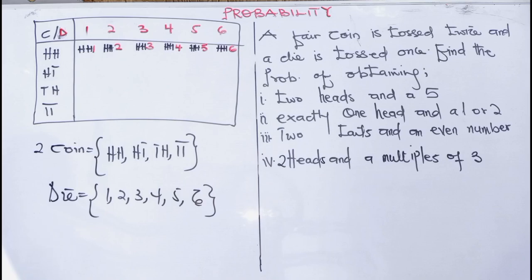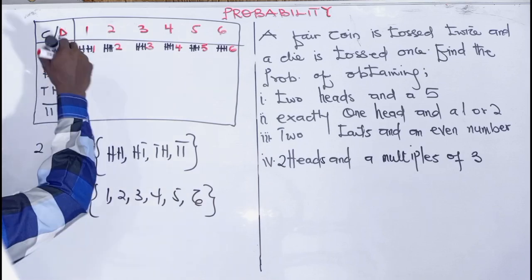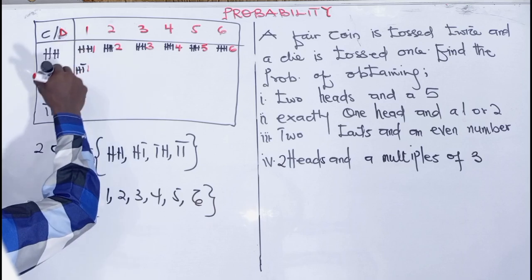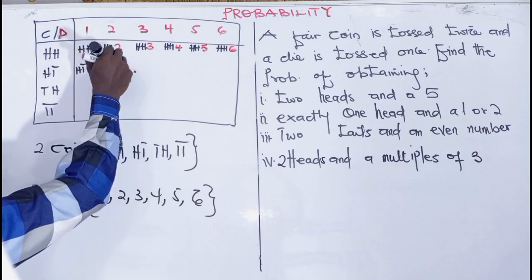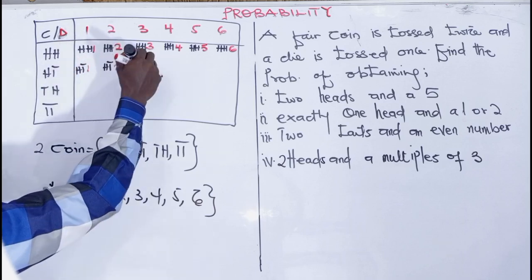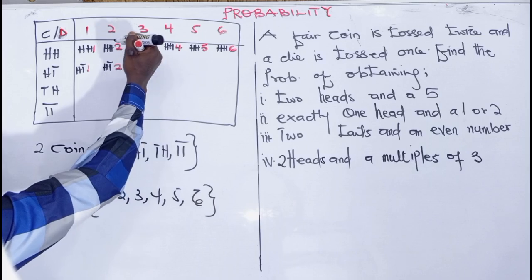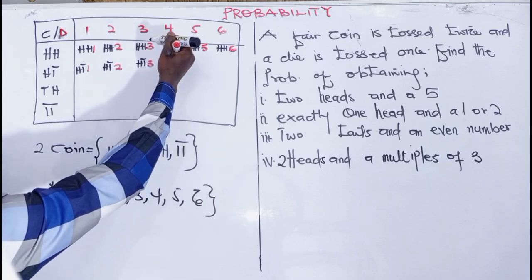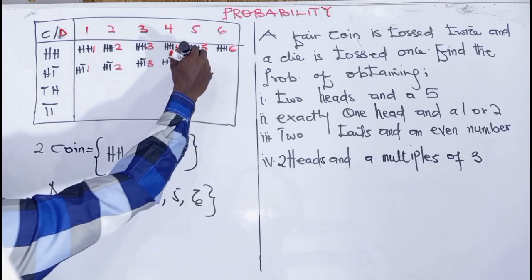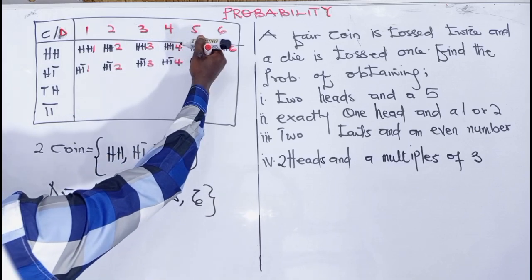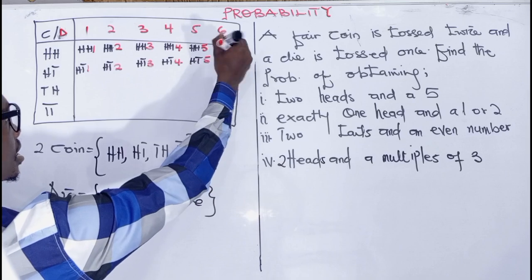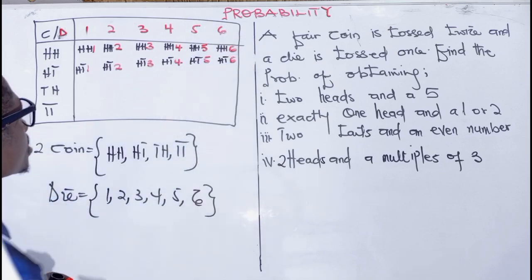We are going to repeat the same process: head-tail and then the number 1, head-tail and then the number 2, head-tail and then the number 3, head-tail and then the number 4, head-tail and the number 5, head-tail and then the number 6.